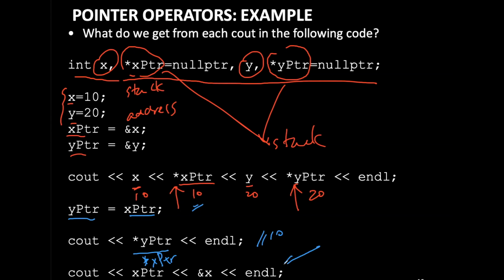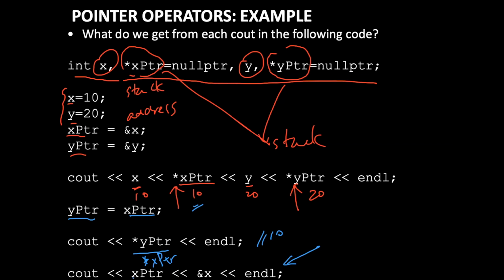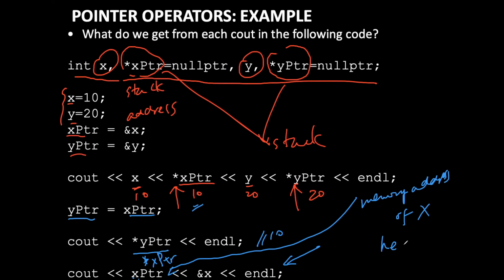What about this very last line? When we print out xPtr, we're getting the value that is stored inside xPtr, and this value is a memory address of x. So it's going to be some sort of hexadecimal value, 0x something, being the very first in the print. Then we print out ampersand of x, which is also the memory address of x. Therefore, the last line of code gives us 2 memory addresses of the same side by side.